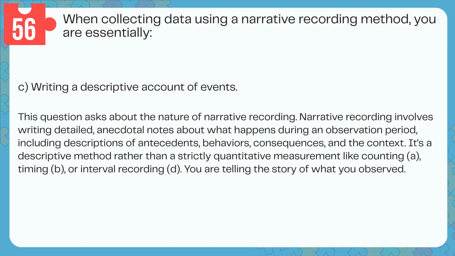Answer: C. Writing a descriptive account of events. This question asks about the nature of narrative recording. Narrative recording involves writing detailed anecdotal notes about what happens during an observation period, including descriptions of antecedents, behaviors, consequences, and the context. It's a descriptive method rather than a strictly quantitative measurement like counting. A, counting, B, timing, and D, interval recording, are quantitative. You are telling the story of what you observed.